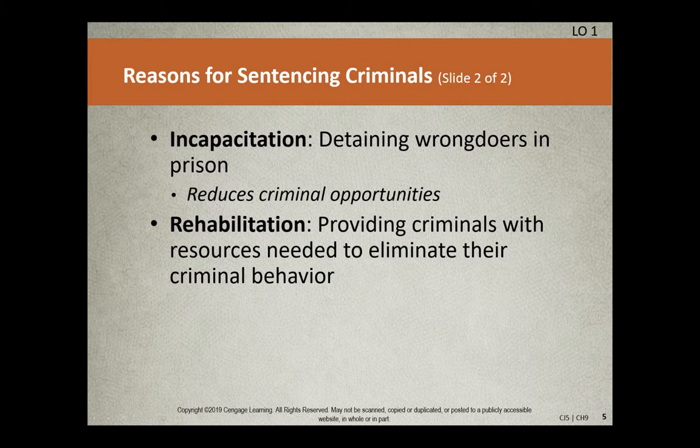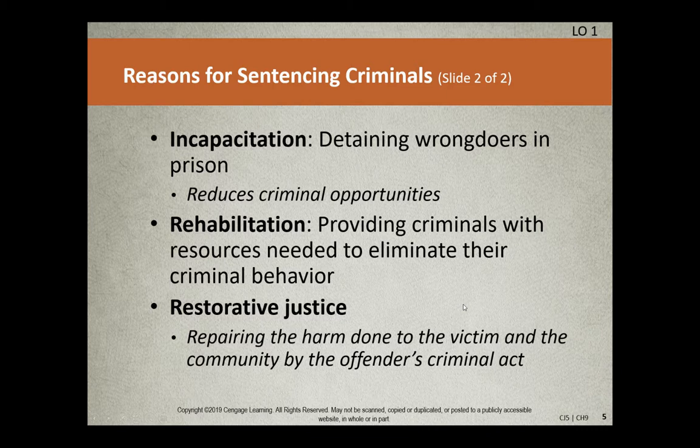And then, of course, rehabilitation, which refers to the philosophy that society is best served when wrongdoers are provided the resources needed to eliminate their criminal behavior. This line of thinking reflects the view that crime is a social phenomenon, caused not only by the inherent criminality of a person, but by factors in that person's surroundings as well.